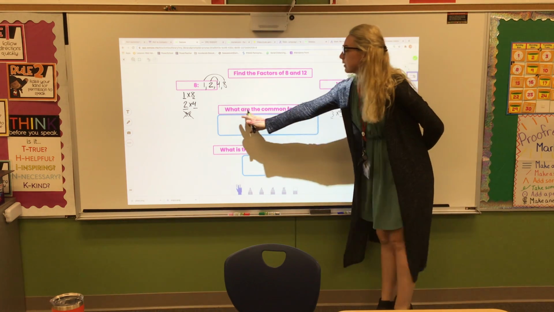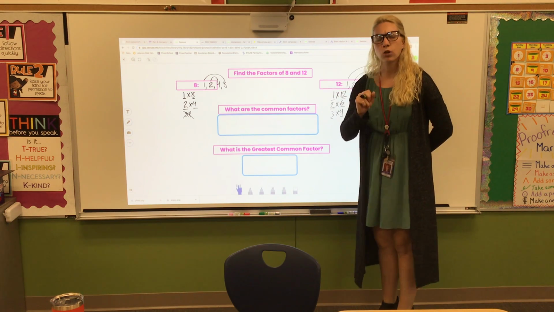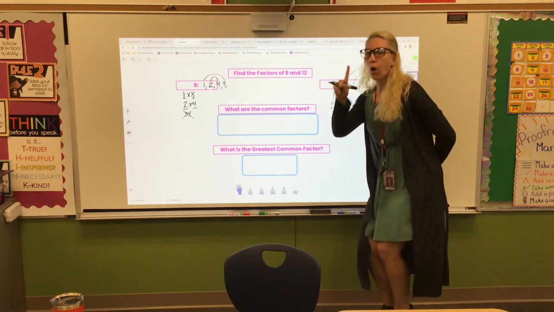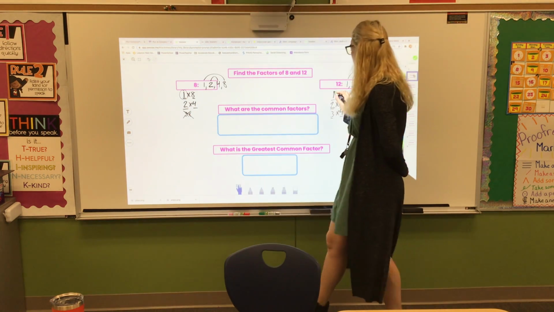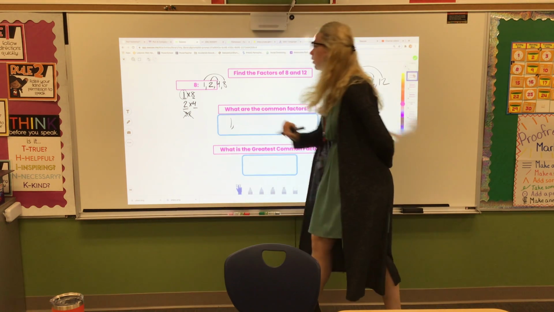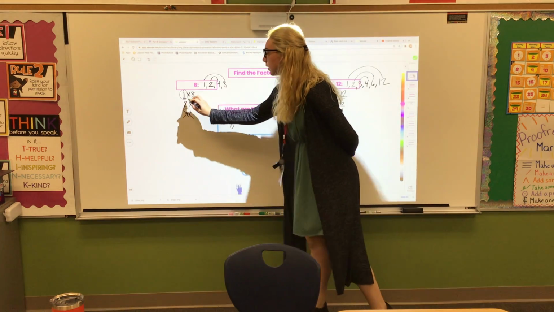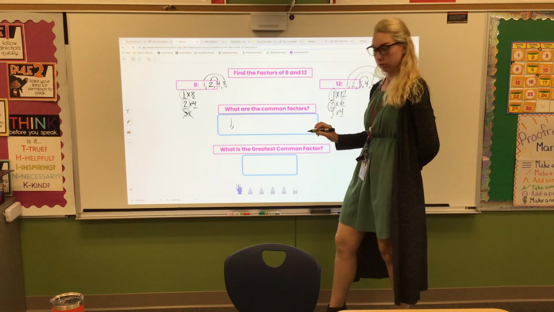Down here in this box it says, what are the common factors? Every number ever, no matter what, whether it's prime or composite, will have a common factor of 1. Because we have a 1 here and a 1 here. So it has a common factor of 1. What other numbers do you see that are the same? I hope you see that this has a 2 here and we have a 2 here. So 2.